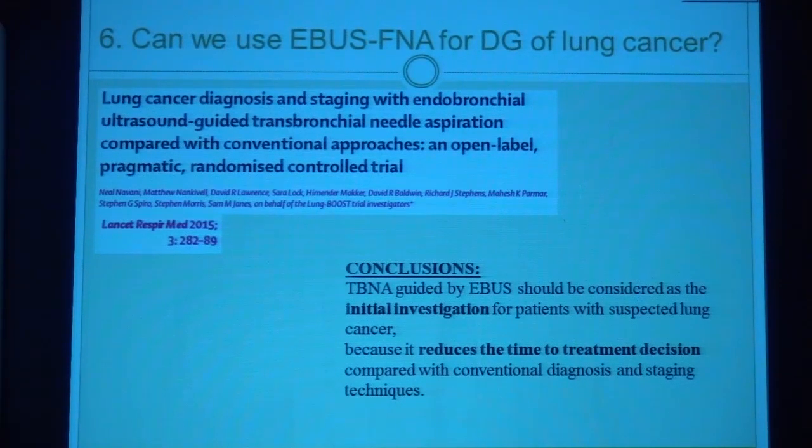So it seems that this was the practice in England, in the center where they did this study. So they decided they would use EBUS in the first round of diagnosis, and do just one procedure, using EBUS at the very beginning for getting diagnosis and staging in the same session. The results were interesting. They realized that the time from the first meeting with the patient till the treatment decision is shortened.